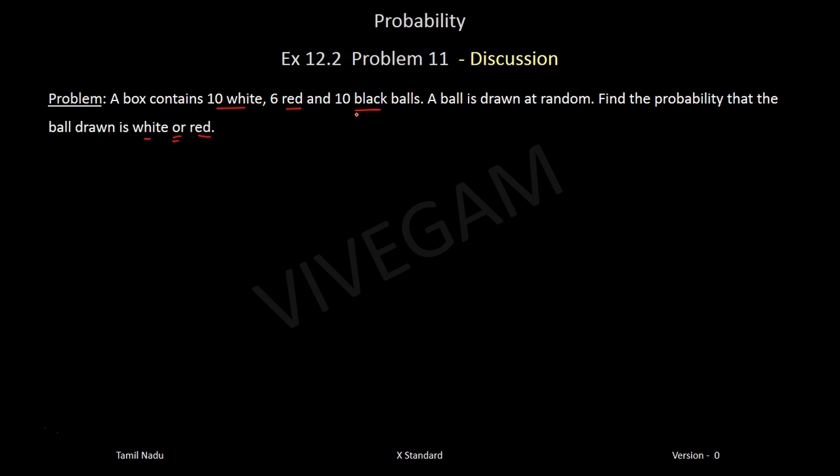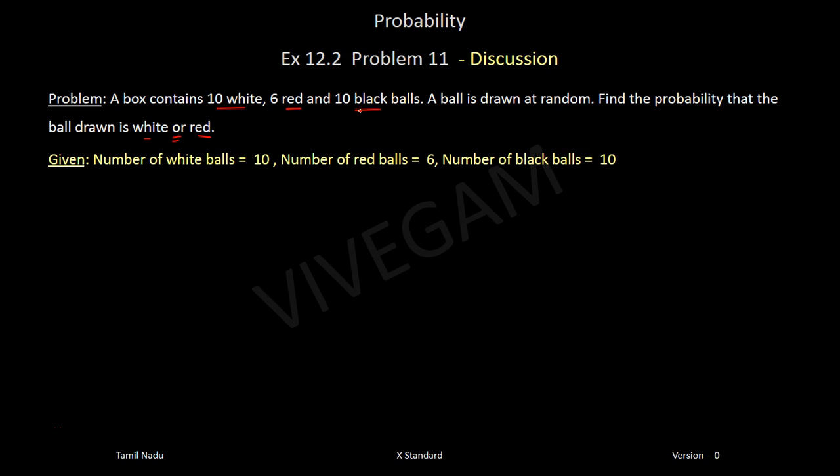Taking a maths quiz and a science quiz are not mutually exclusive because a student can take both. That is why in that formula you have probability of A plus probability of B minus probability of A intersection B. But here, when a ball is drawn, it cannot be white and red, and it cannot be red and black. It can be only white or red or black. So the probability of A intersection B is 0, and the formula gets modified to probability of A plus probability of B. Just keep that in mind.